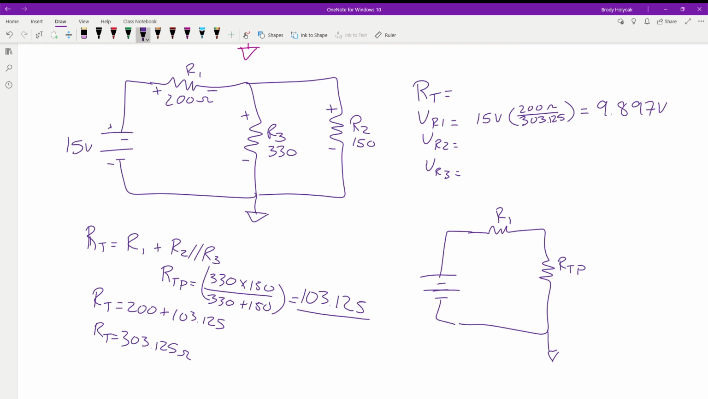So VR2, VR3, these guys are going to be equal. At this point, we know we have 9.897 volts here. I have 15 total. So that means this parallel branch has to be the 15 minus that 9.897. We could also run it through our voltage divider formula and get that same value by plugging in, instead of the 200, the 103.125.